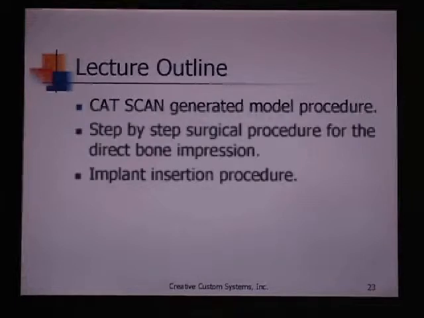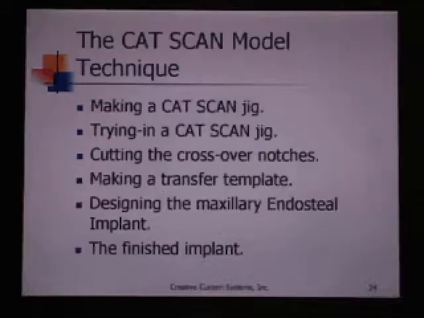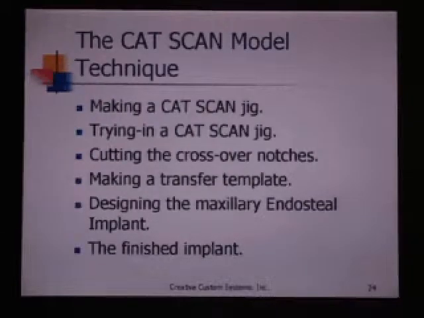So as not to be redundant, we're only going to describe one surgery procedure. And before we do that, I want to describe how to make a CAT scan generated implant and how to make a transfer template. And then we're going to do a direct bone impression and then show an insertion procedure. The CAT scan model technique: making a CAT scan jig, trying in a CAT scan jig, cutting the crossover notches, making a transfer template, designing the maxillary endosteal implant, and the finished implant.